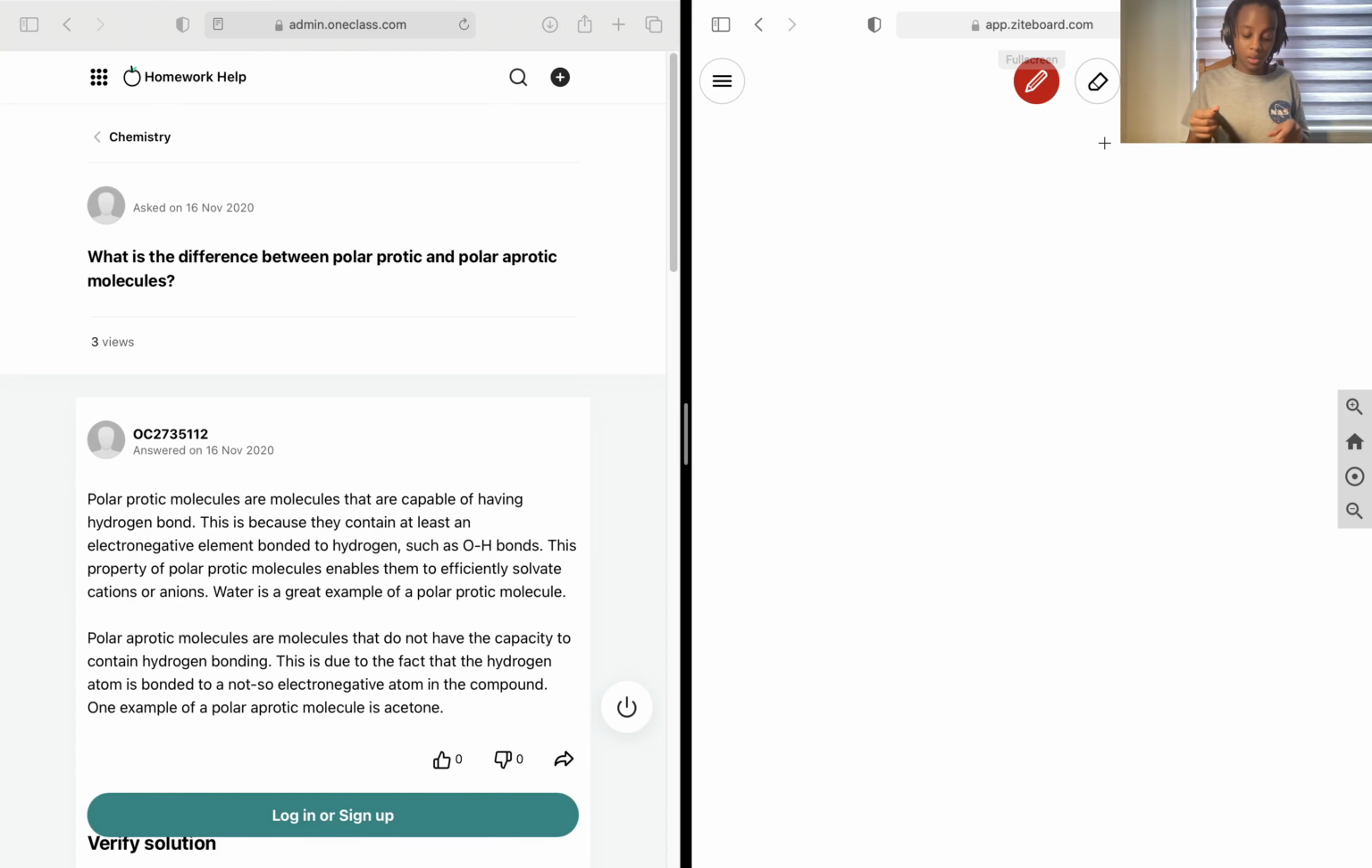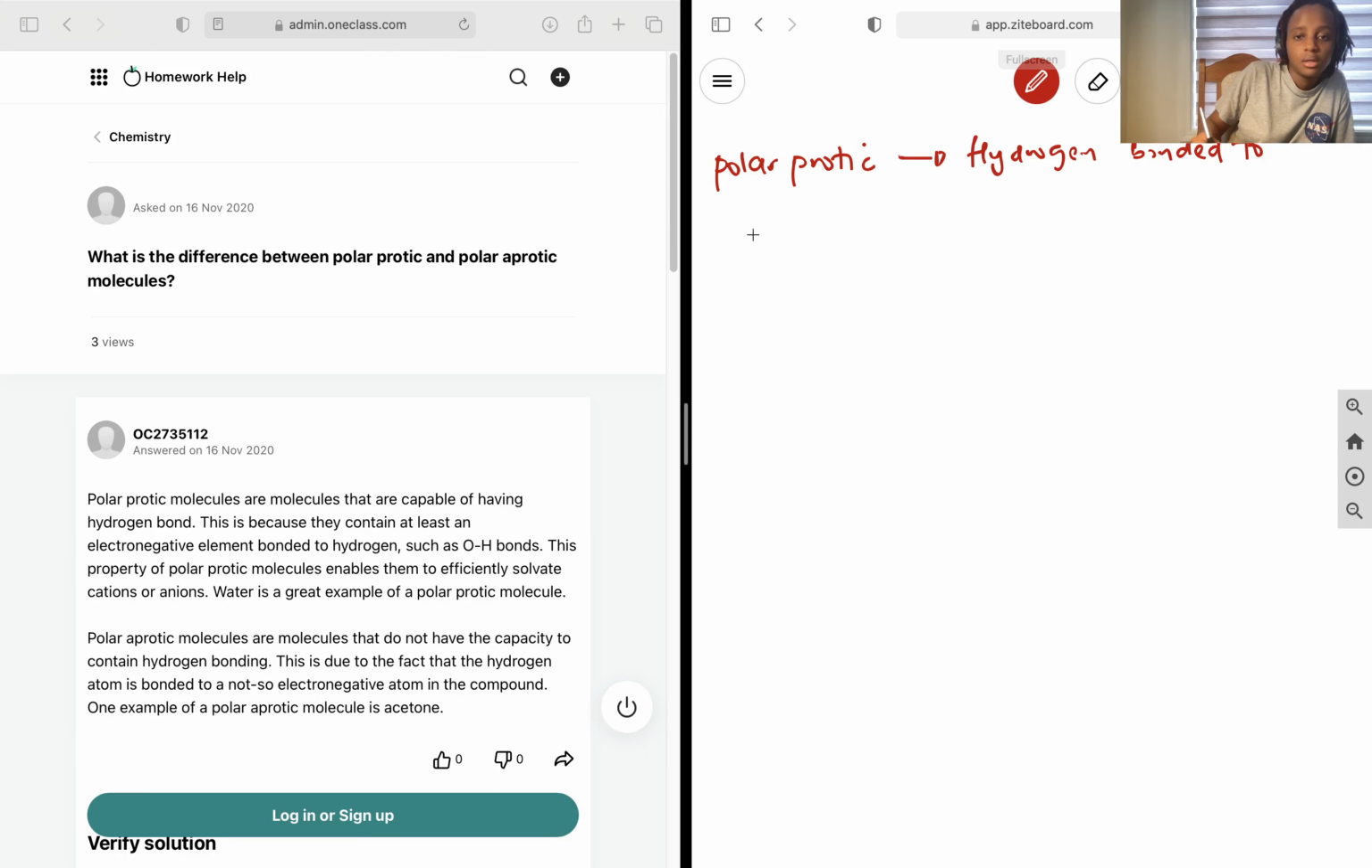Okay, on to our next question. We are looking for the difference between polar protic and polar aprotic molecules, and it all lies within hydrogen bonding. So in polar protic, we tend to have hydrogen bonded to a highly electronegative atom.